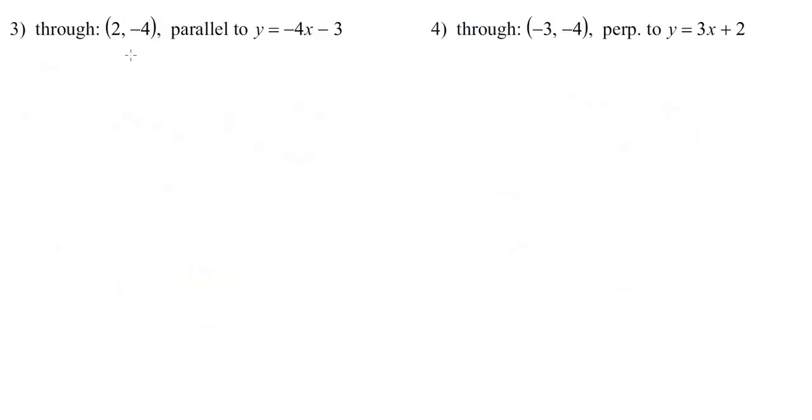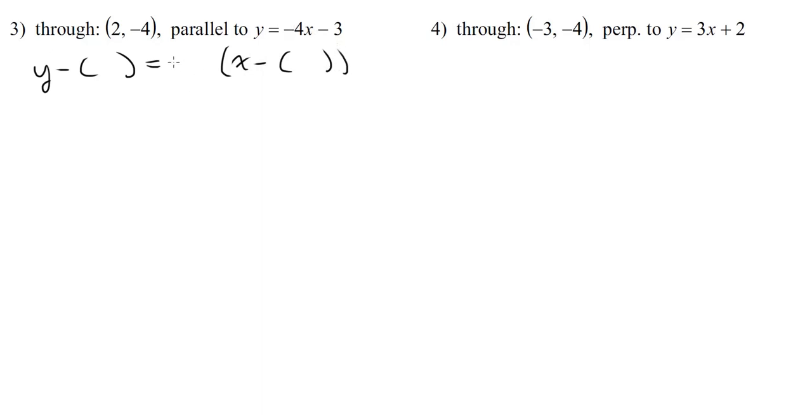Now on to number 3, we want to write the equation of the line that passes through the point 2, -4 and is parallel to the line y equals -4x minus 3. So we're going to keep the same slope again, and our slope is -4. Let's set up our point slope form. Y minus y1 equals our slope times x minus x1. And we're going to plug in our numbers.